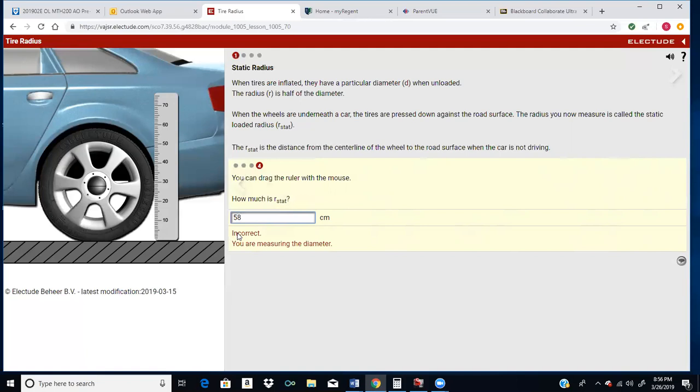Almost at 60, but looks like my... Let's try 59 and see if that'll work. No? All right, let's see. Let's see it again. Maybe you can see it from my angle. It doesn't look like it's still at 60 though.